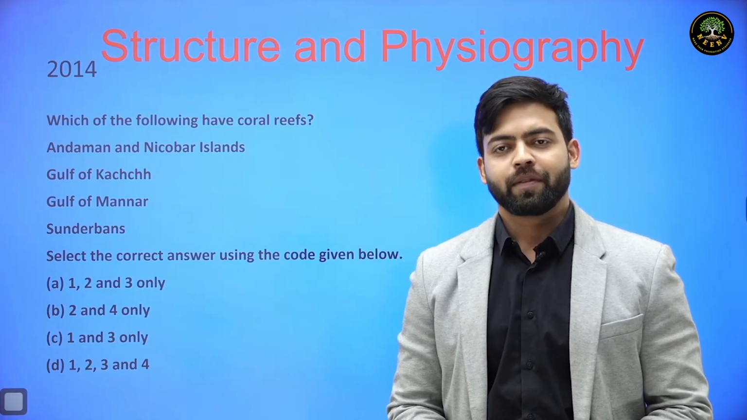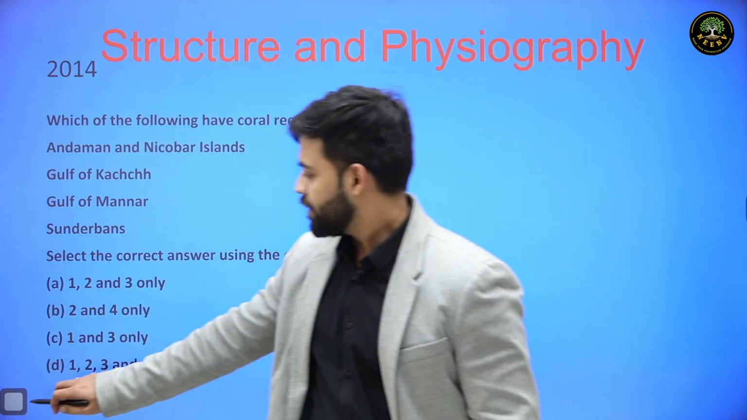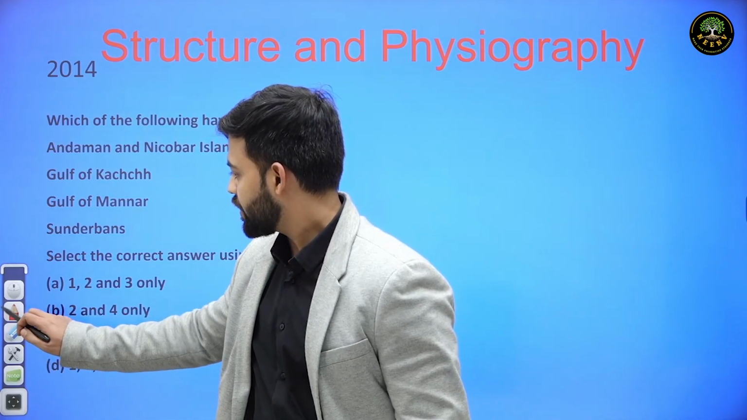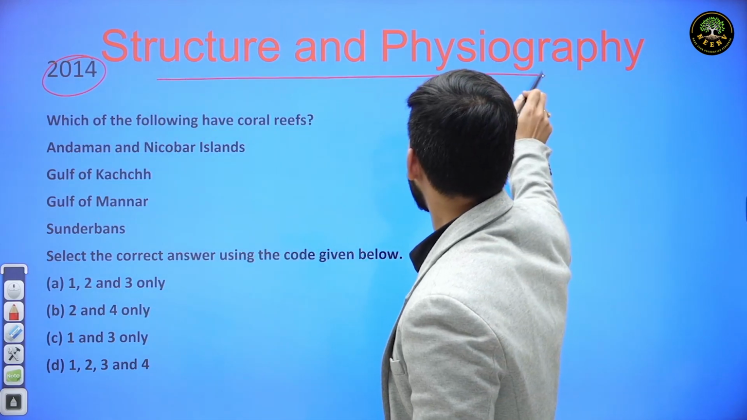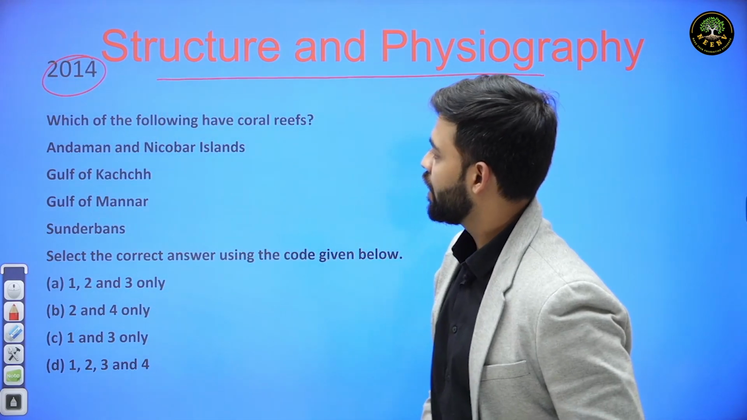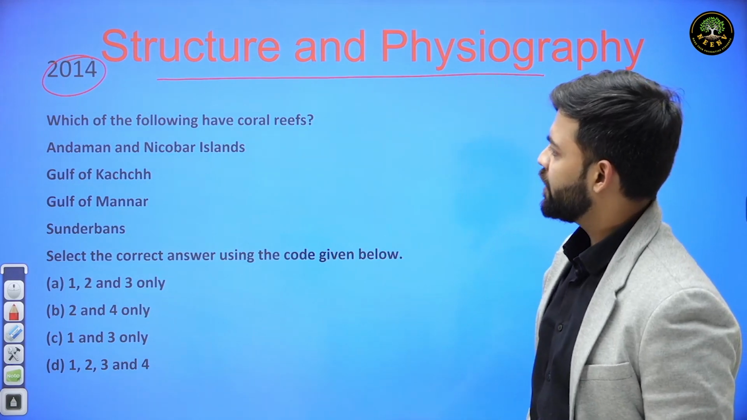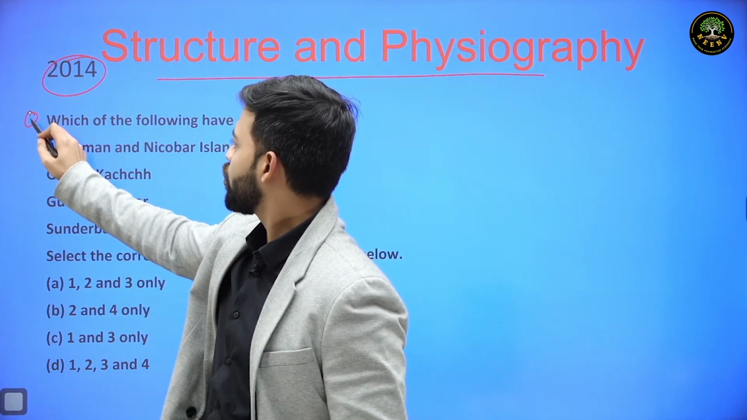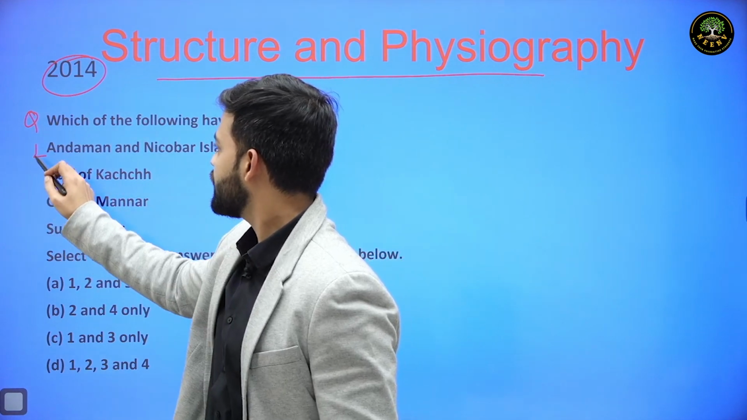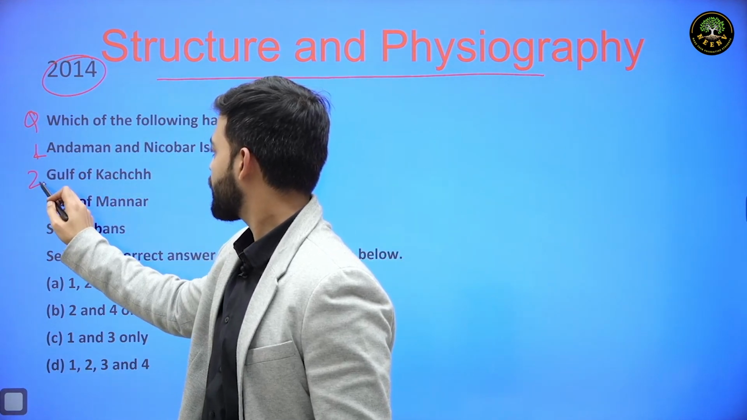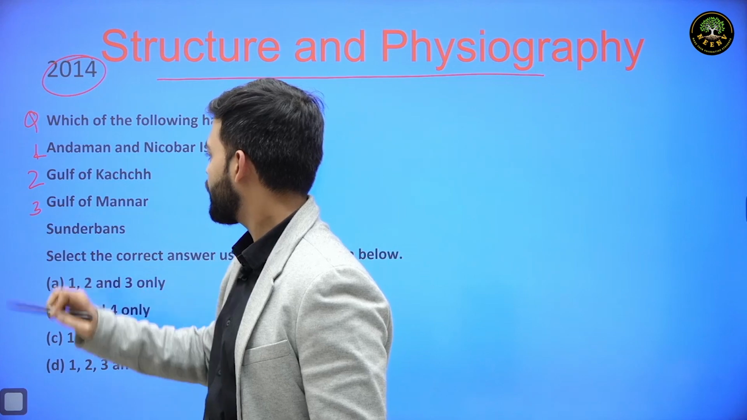Hello and welcome. Let's see this question that came in the year 2014 and is related to the topic of structure and physiography of India. The question is, which of the following have coral reefs? Number 1, Andaman and Nicobar Islands. Number 2, Gulf of Kutch. Number 3, Gulf of Mannar.